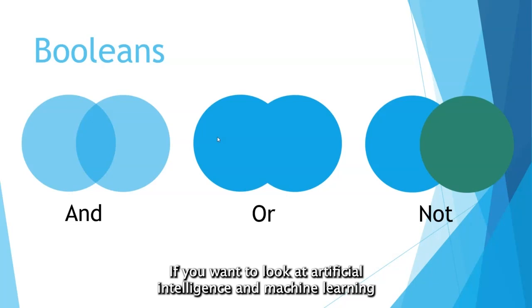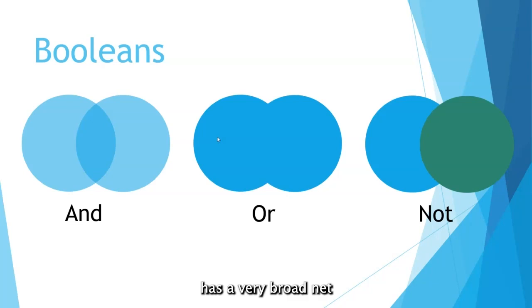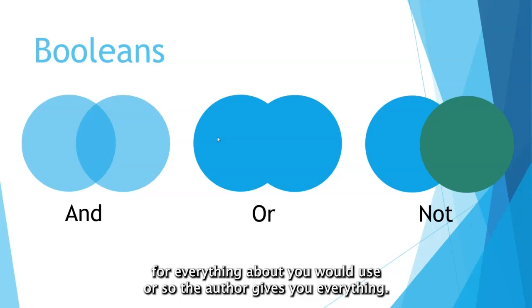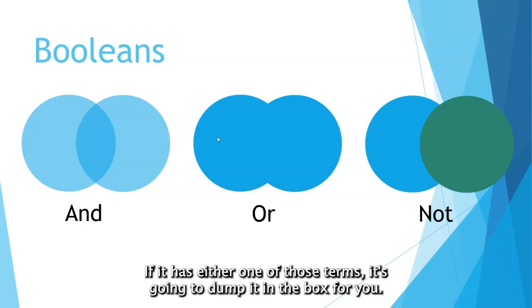If you wanted to look at artificial intelligence and machine learning, cast a very broad net for everything about AI, you would use OR. So the OR gives you everything. If it has either one of those terms, it's going to dump it in the box for you.